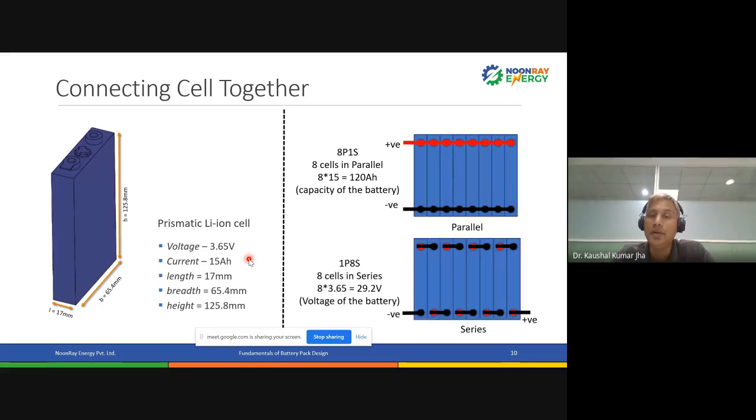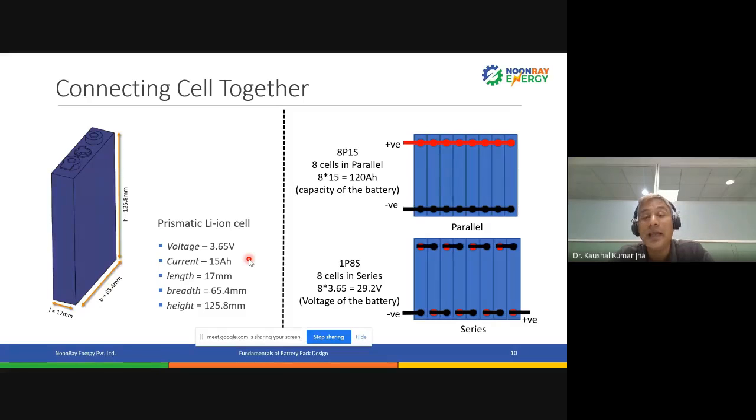Now, look at the next scenario: 1 parallel and 8 series. What is the current capacity here? It would be 15 Ah. But what is the voltage now? 29.2 volt, because 3.65 into 8.